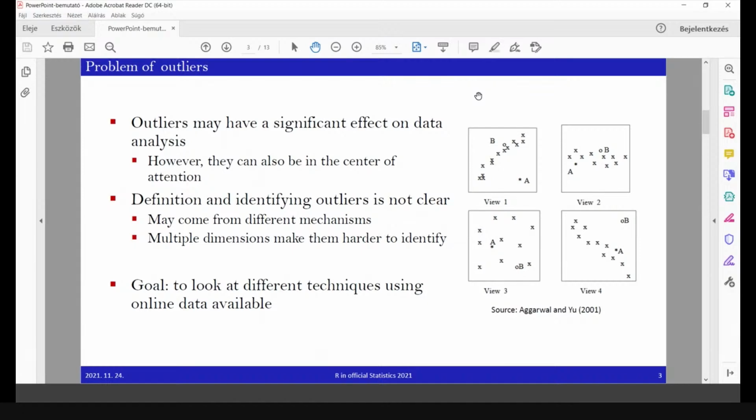So the goal of this presentation is not to talk about the best technique, because I firmly believe that there is no best technique for outlier detection, but to look at different methods.